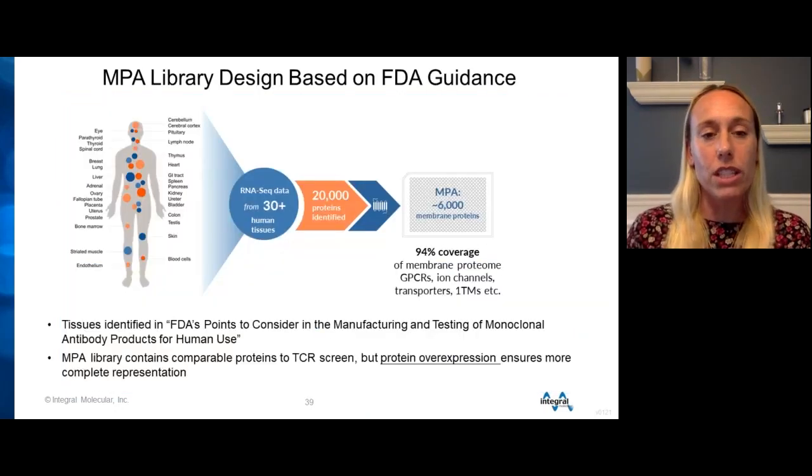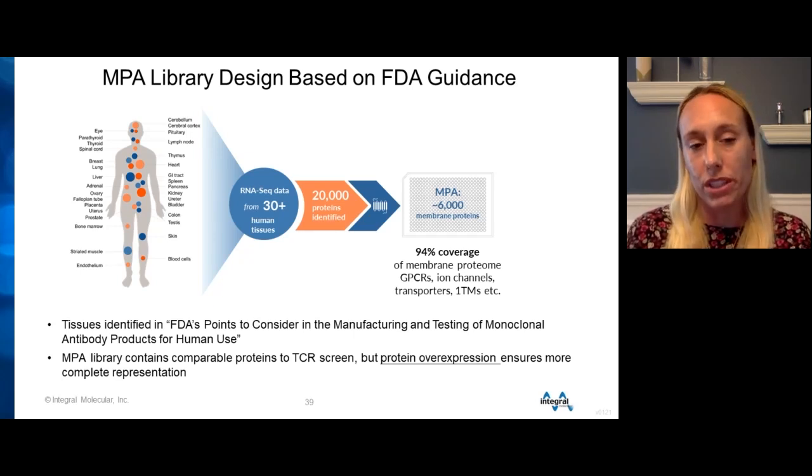One last comparison or contrast I would like to make is, what are the two assays really testing for or testing against? So the MPA library was actually designed based on FDA guidance documents that discuss tissue cross-reactivity studies. So the tissues that are listed for this assay were selected, and then we used an RNA-seq approach to identify what proteins are in there. We use online databases and topology servers to predict what membrane proteins are actually in there. In this way, the MPA library and the proteins that are being evaluated should directly represent the tissues that are suggested to be used in a TCR assay.